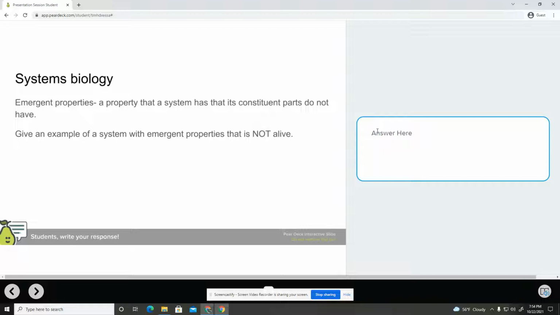Another example of an abiotic system is a cell phone. Right? So all the components together work to allow you to use your phone, but any of the components alone would not be able to produce the things that your cell phone can do.